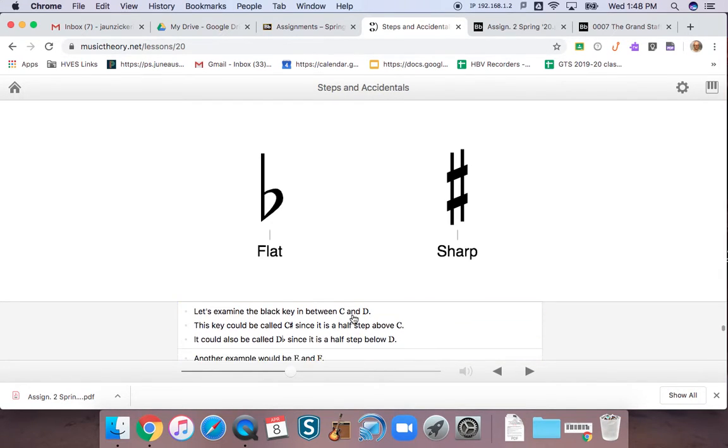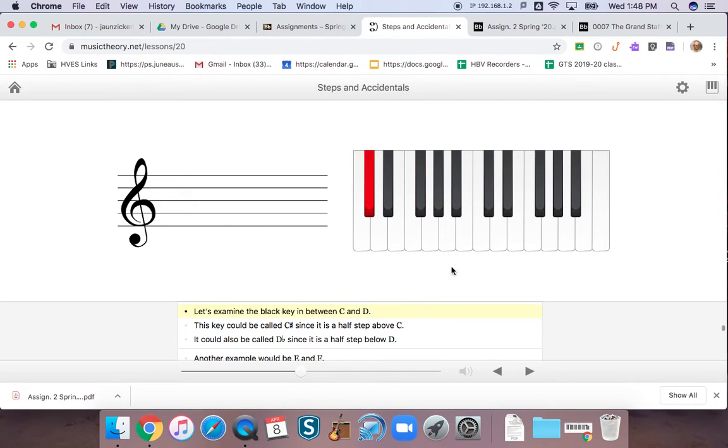When typing, you can use the number sign to represent sharp and a lowercase b to represent flat. Let's examine the black key in between C and D. That note is between the notes C and D, which, just take my word for it, we haven't really explained why. And this is what it would look like on our staff. This key would be called C sharp since it is a half step above C.